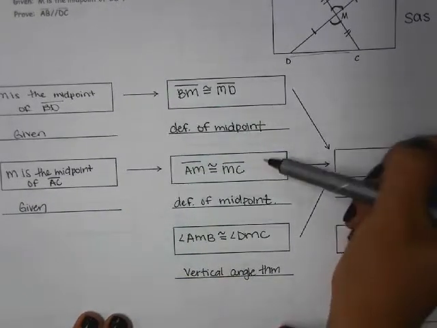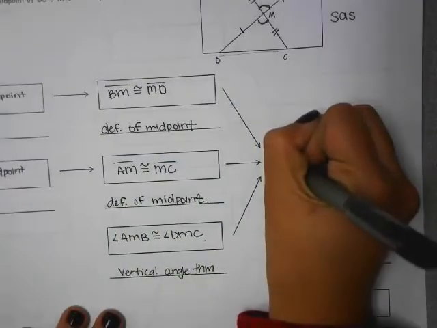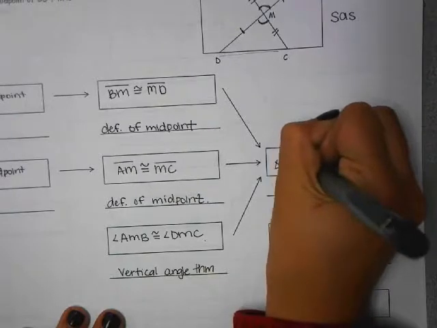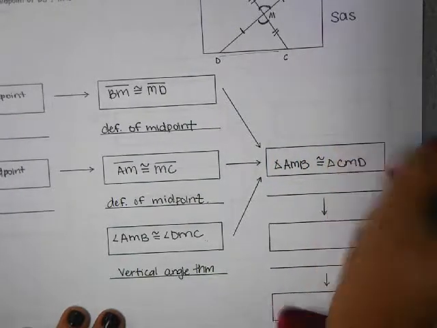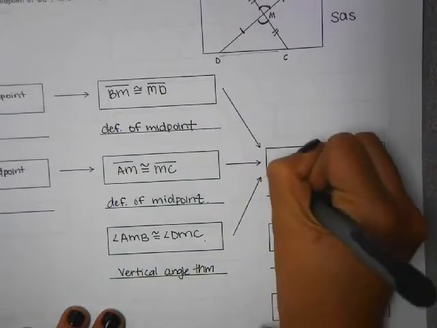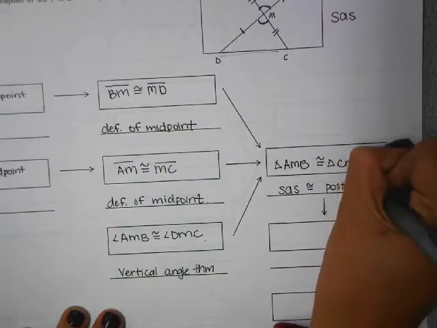Alright, so we have our three components. So now we can say that our triangles are congruent. And this is by side angle side congruence postulate. Okay?